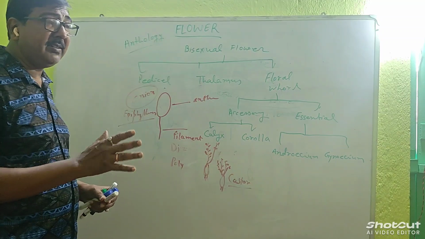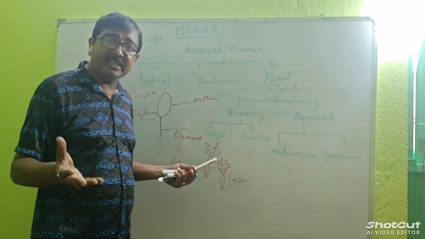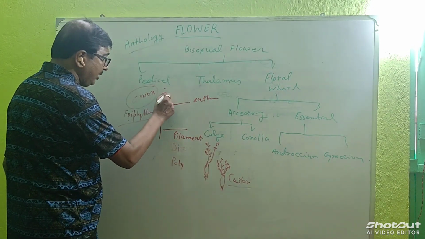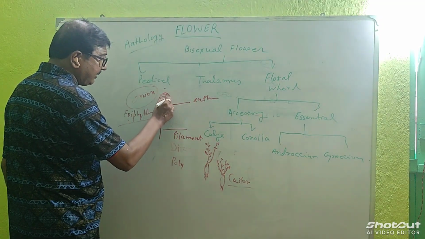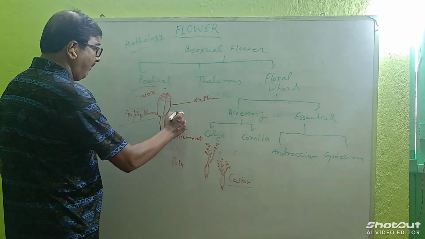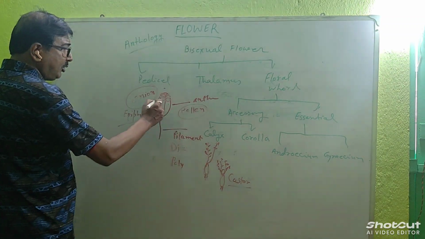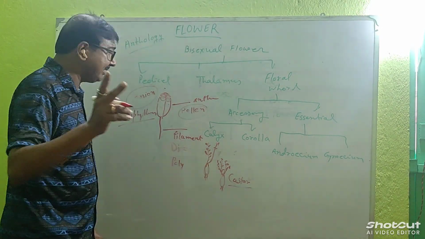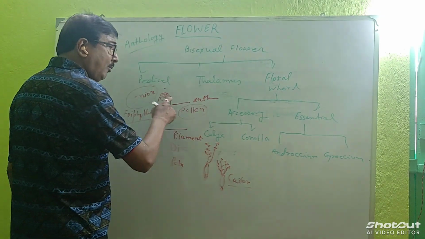The function of androecium is that it helps in fertilization. Another thing, the anther contains two lobes, and each lobe contains two sacs. This pollen sac forms pollen. Total four pollen sacs are present, and in the pollen sacs pollen is formed.